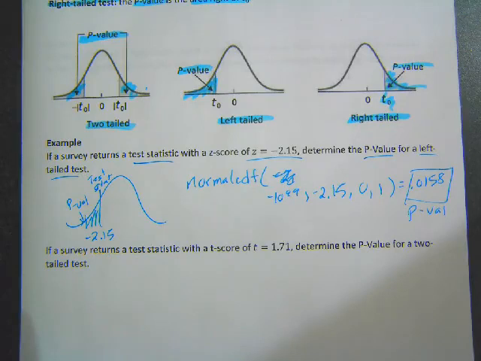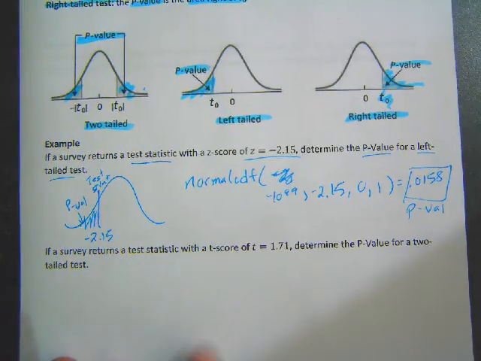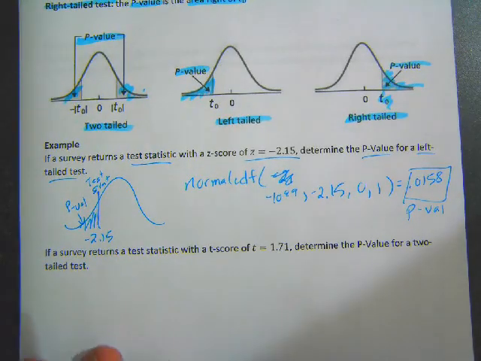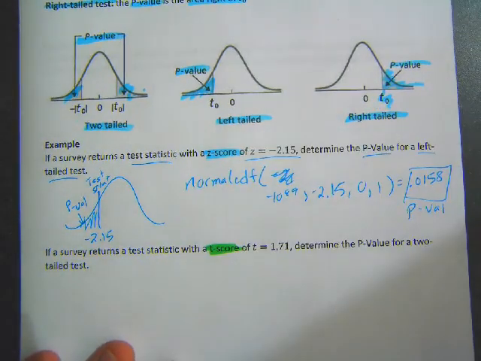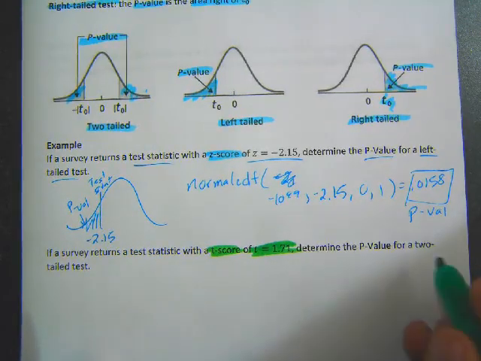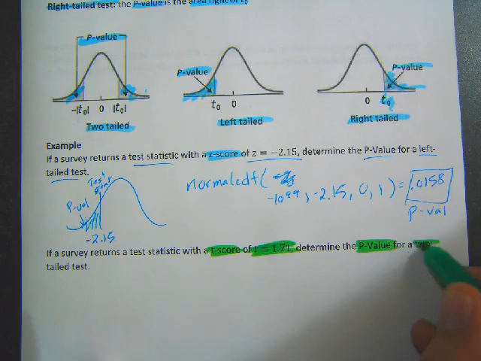Okay. What if instead we did a problem where they gave us a t-score? Notice this one's a t-score now, not a z-score. The first one was a z-score. This one is a t-score of 1.71. And then we want to find the p-value for a two-tailed test.